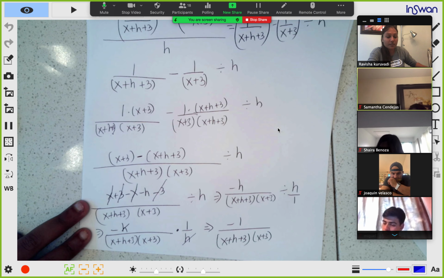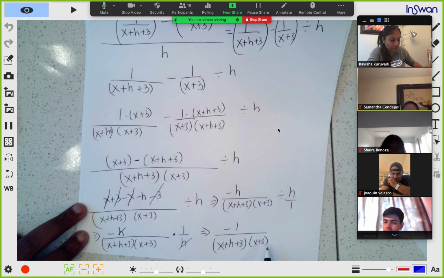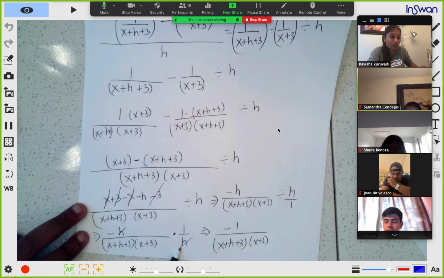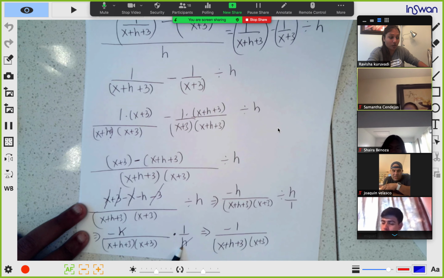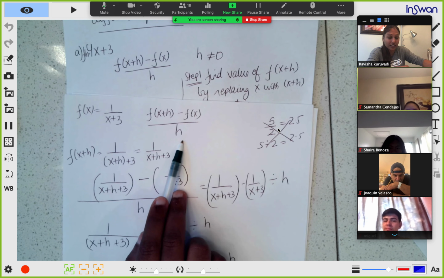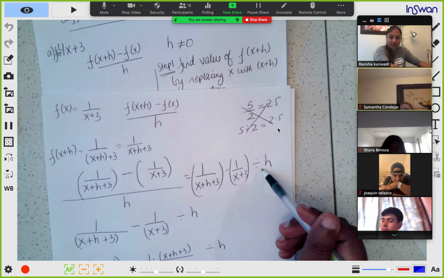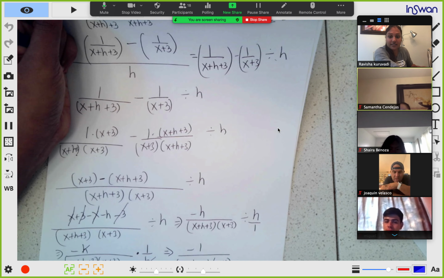The main purpose of doing all this work was that I wanted to eliminate h in the denominator. I cancelled the h which we started from initially. I wanted to get rid of that. This was the h which was dividing, and at the end, when I changed it into multiplication, it got cancelled.